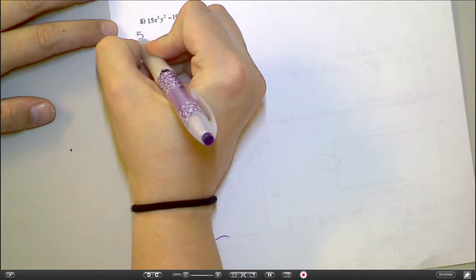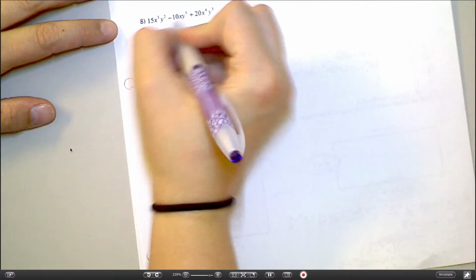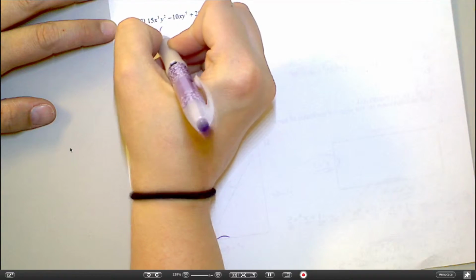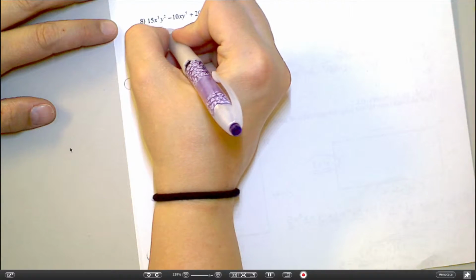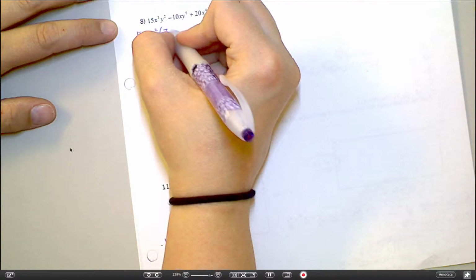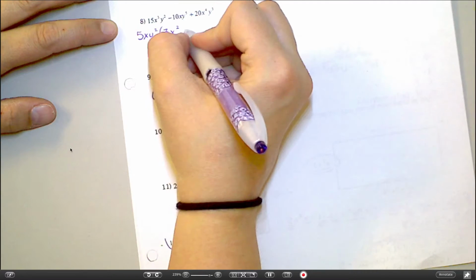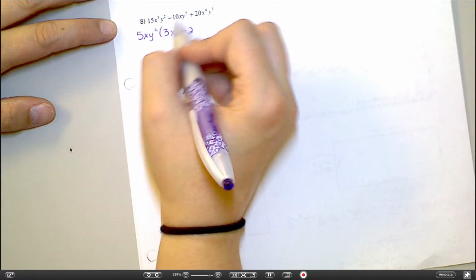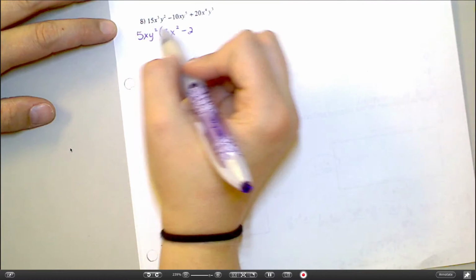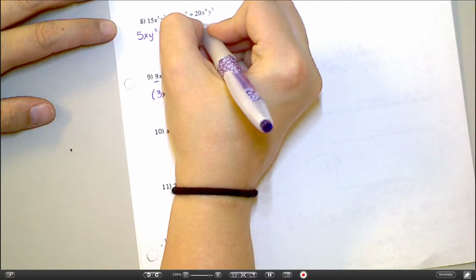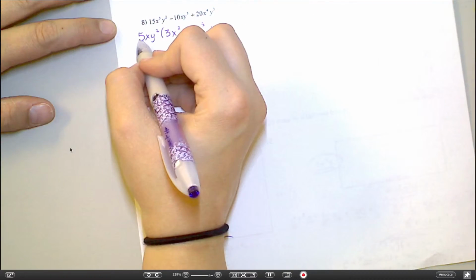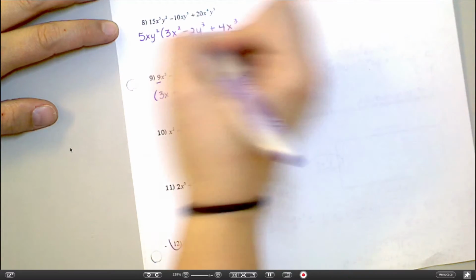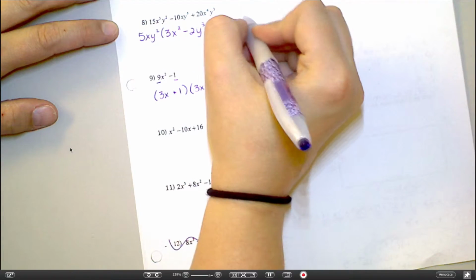How many x's can I take out? Just 1, because this one only has 1. How many y's can I take out? Okay. And so then, out of the 15, I'd be left with a 3. X to the third, if I take out an x, I'd have x squared, and no y's left. Minus 5 times 2 gives me 10. Take out an x, so none of those left. And then 2 y's out of 5 y's would leave me with y cubed. Plus 5 out of 20 would leave you with 4. Taking out 1x, so I'd have x to the third. Taking out 2 y's, so I would have 1 y left.